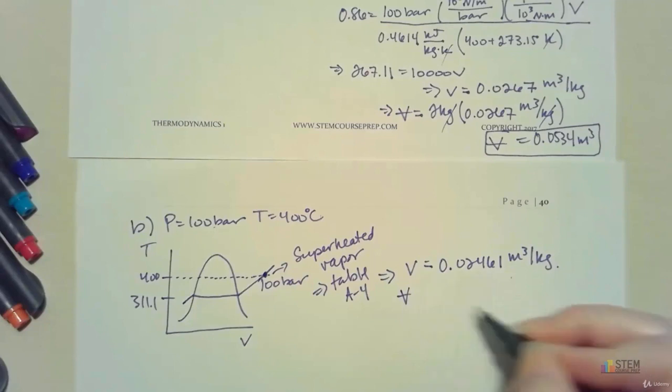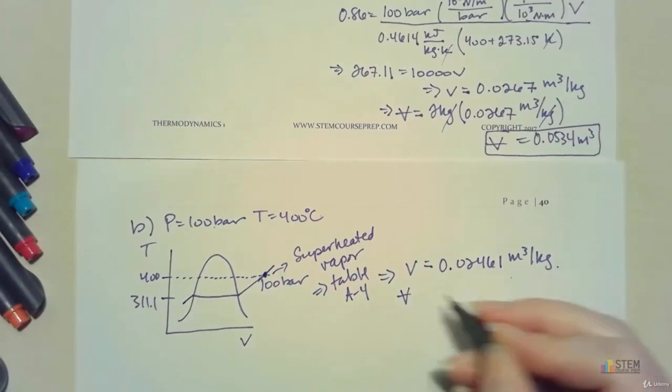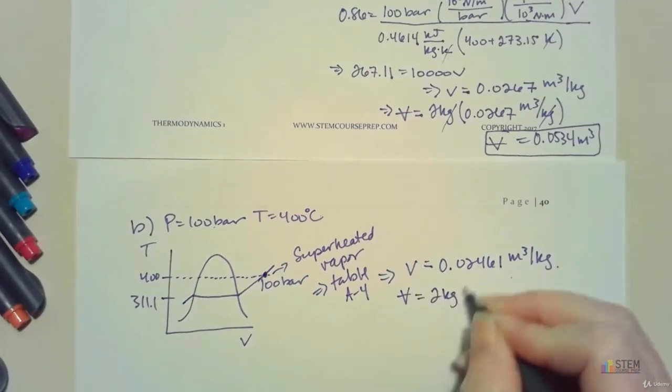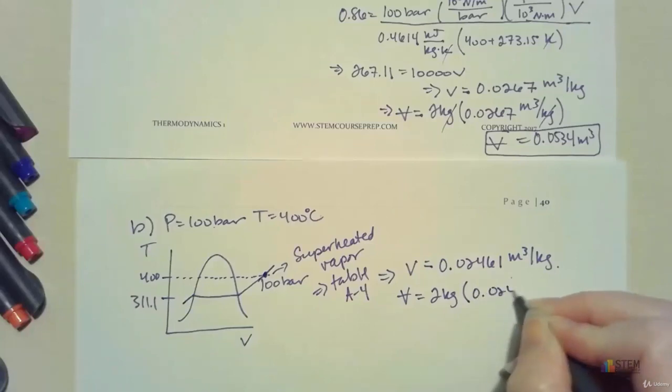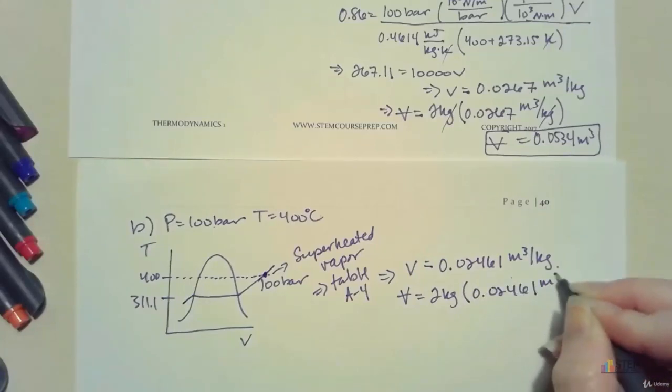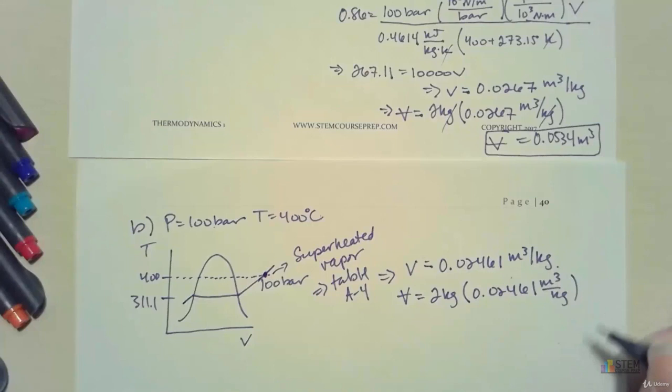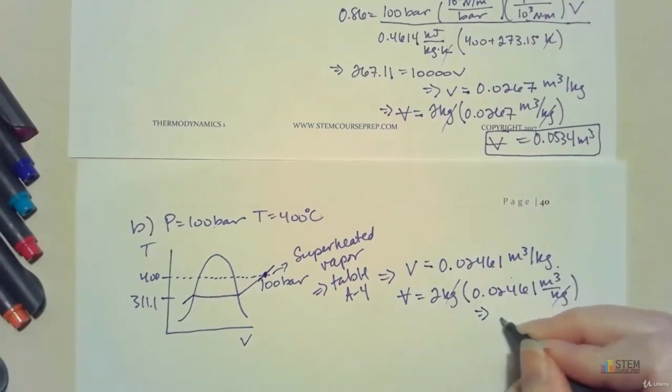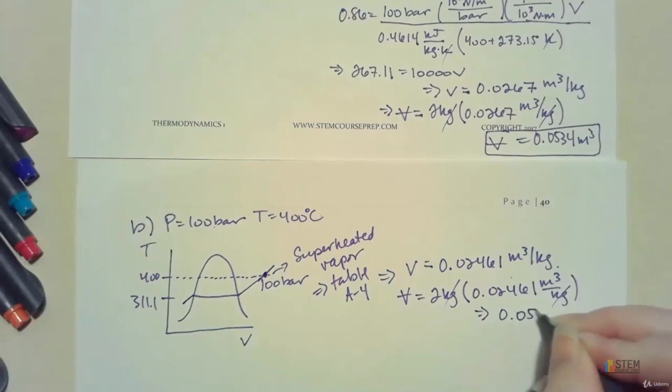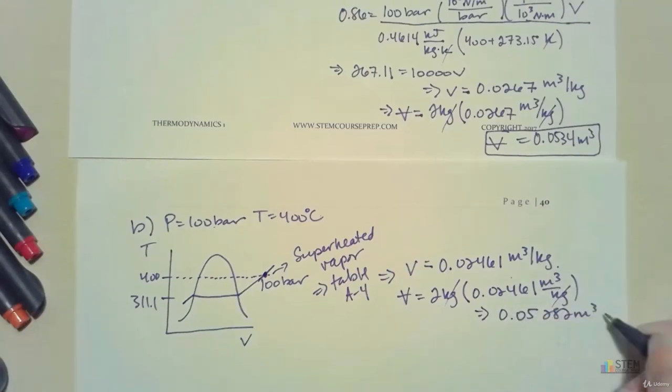To get volume, you just take this number, multiply by mass. We're going to have 2 kilograms times 0.02461 cubic meters per kilogram. Cancel those units. That gives you a volume of 0.05282 cubic meters. Right. So that's your volume you get using the steam tables.